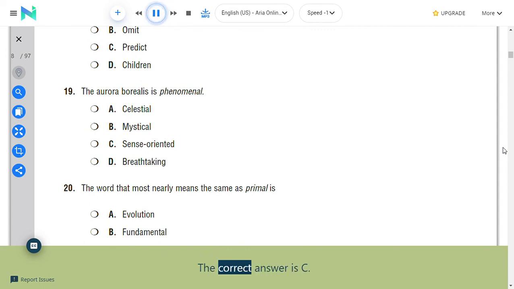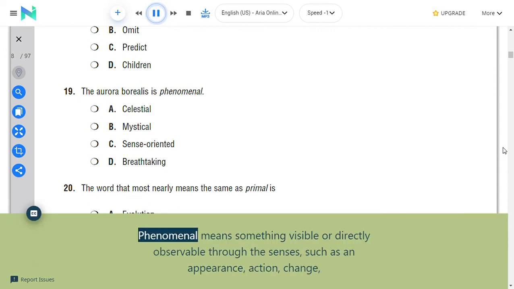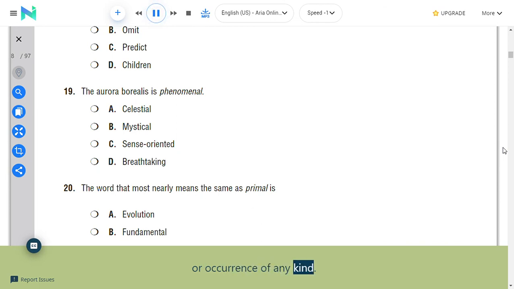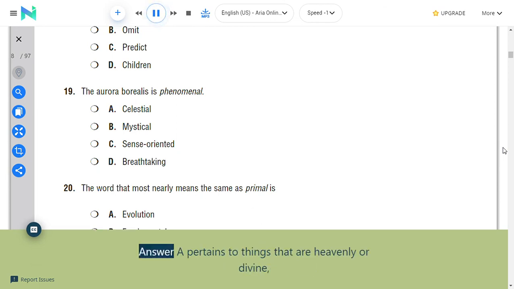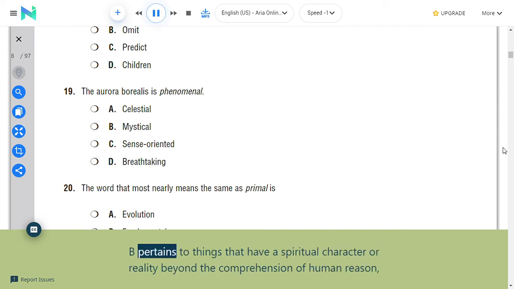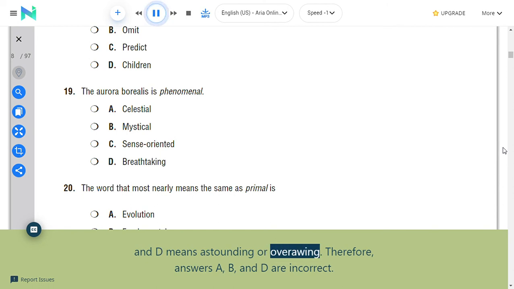19. The correct answer is C. Phenomenal means something visible or directly observable through the senses, such as an appearance, action, change, or occurrence of any kind. Answer A pertains to things that are heavenly or divine. B pertains to things that have a spiritual character or reality beyond the comprehension of human reason, and D means astounding or overawing. Therefore, answers A, B, and D are incorrect.